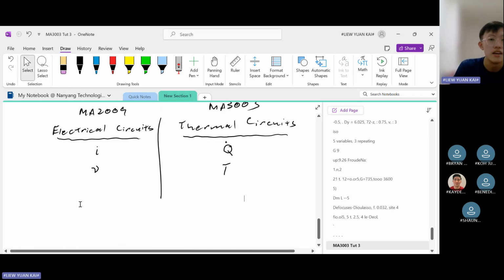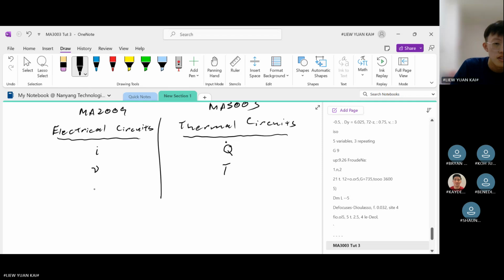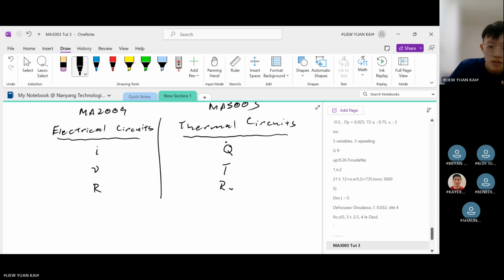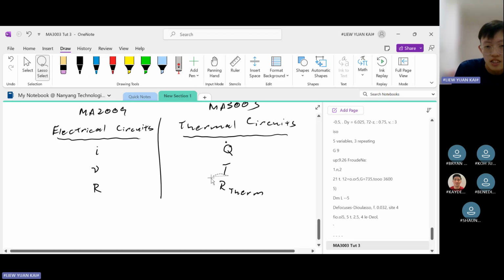Next we will look at resistance. In electrical circuits, we have electrical resistance, which are things that impede current to flow. In thermal circuits, we have thermal resistance. There's no standard symbol to capture this, but I'll call it R term. Electrical resistance is easy enough to picture, but what about thermal circuits? Thermal circuits actually correspond to, let me just pull this aside.